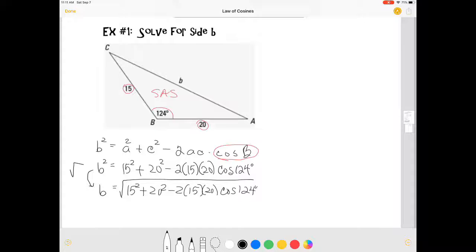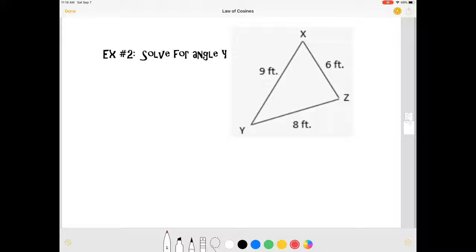And all that stuff are numbers. So you could go right to the calculator and take the square root of all that stuff in one step. When you do that, you get side B has a length of about 31 units. Let's look at example number 2.